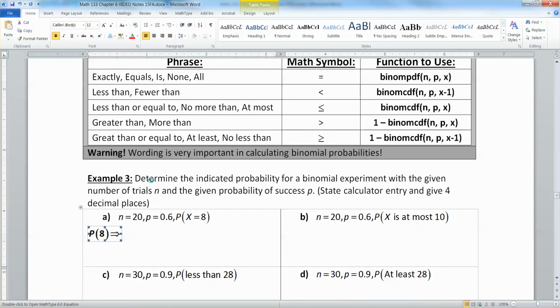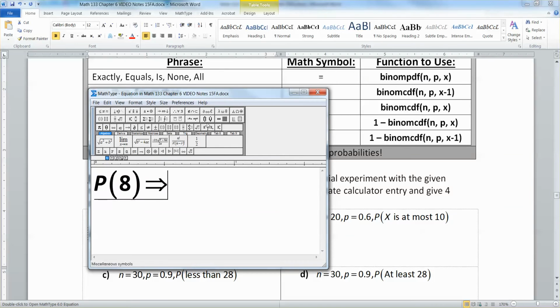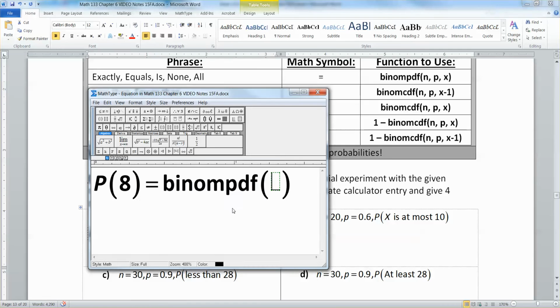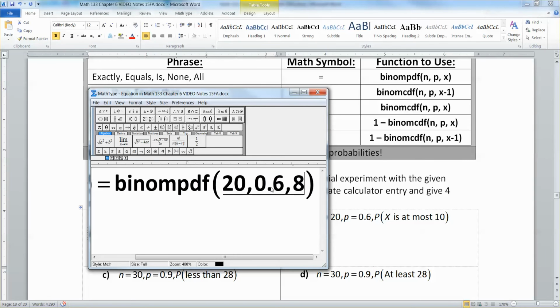All right, now the way to find that, according to the rule up above, that's an exact thing. It's a number. So I actually just want to use Binompdf. It's the top one that's still showing up above my window right here. So it's equals exactly 8. So I want to use Binompdf. And then I have to use n, p, and x. Well, n was given to us as 20, p is 0.6, and x, rather simply, is 8. So 20, 0.6, 8.